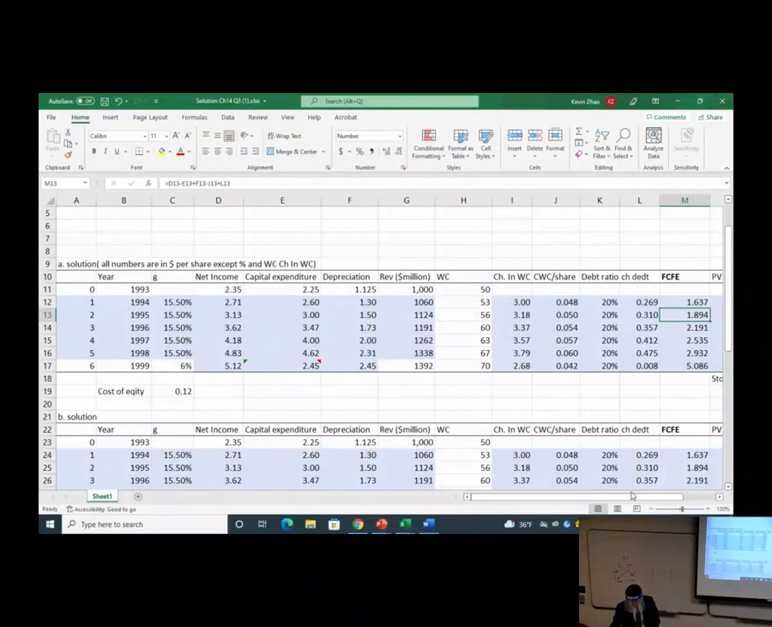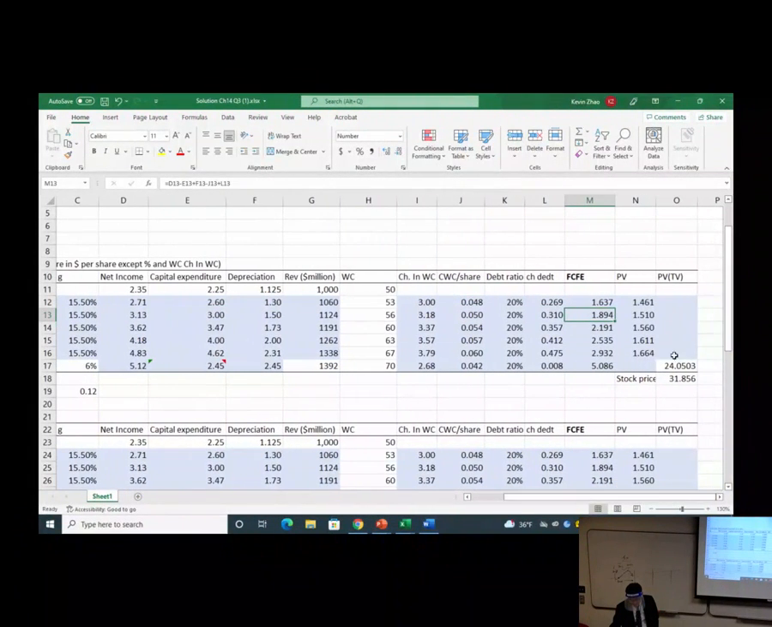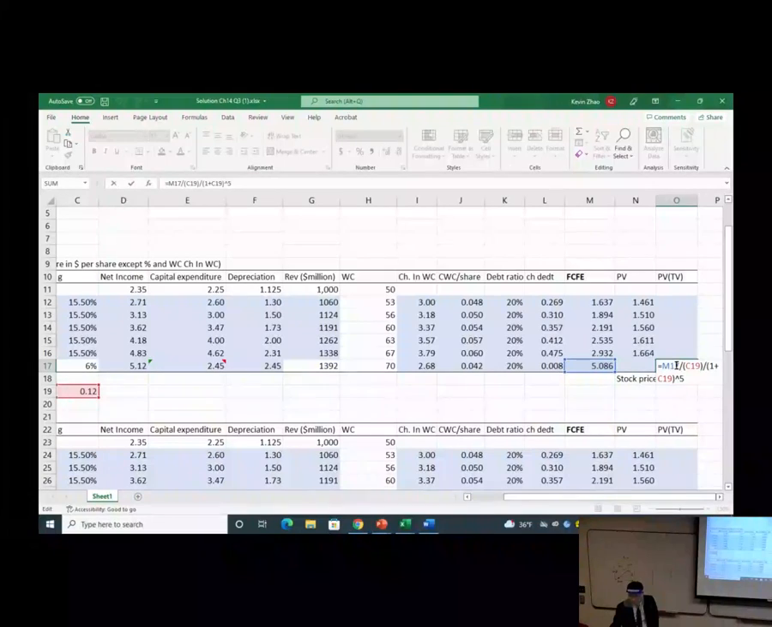And after that, I calculate the present value of every free cash flow to equity during the first 5 years. And I calculate the terminal value. This is the terminal value. It's already discounted. It's the present value of the terminal value.